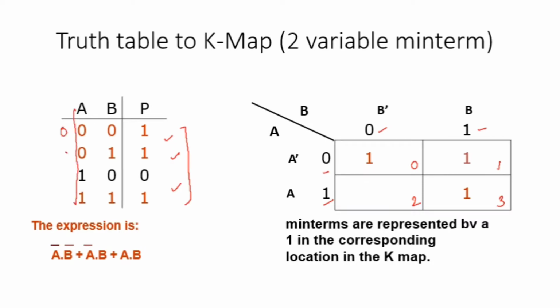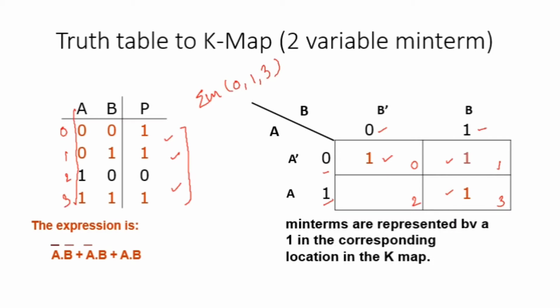This is 0, this is 1, this is 2 and this is 3. So there are three ones and the locations are 0. If I write the min-term expression, the min-term expression will be 0, 1 and 3. So I have filled 1 at 0 position, first position and third position. In this way the entries from the truth table can be translated into the K-map entries.